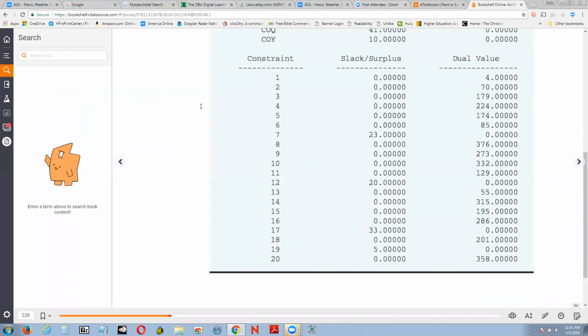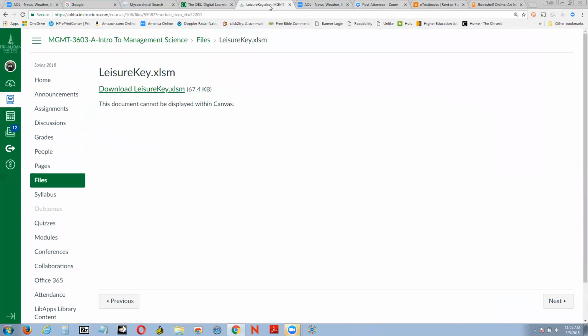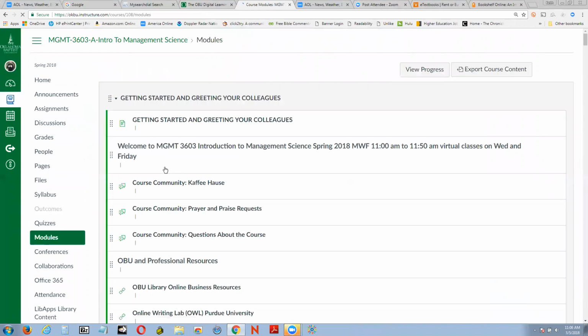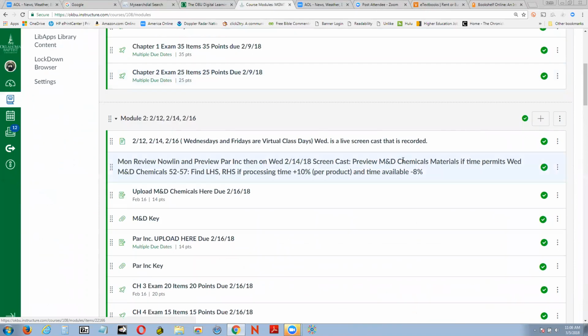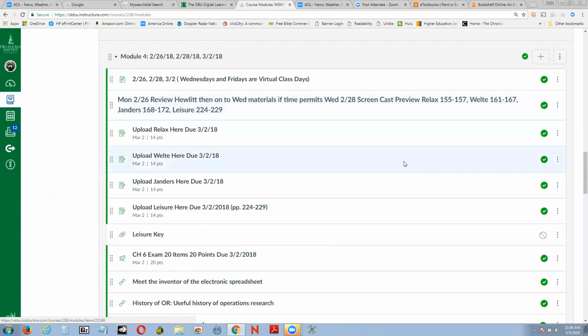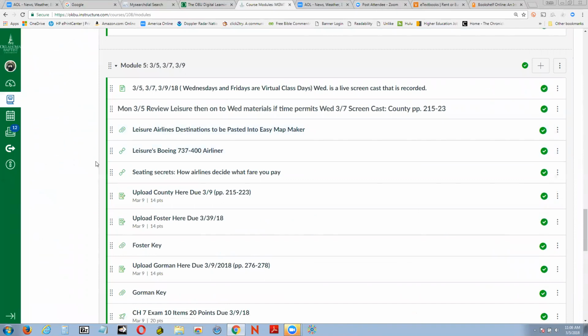Now, we've got a couple of other cases here, and that's the leisure case. Actually 3 of them, and we're going to talk about this week. We're going to look at the county case, and then Foster, and then Gorman. So we're kind of moving along in terms of a little bit different types of problems. With leisure, we really dealt with a load balancing problem, even though we were maximizing revenue. We've had some other cases where we minimized costs. And in county, we're going to use a process known as data envelopment analysis.